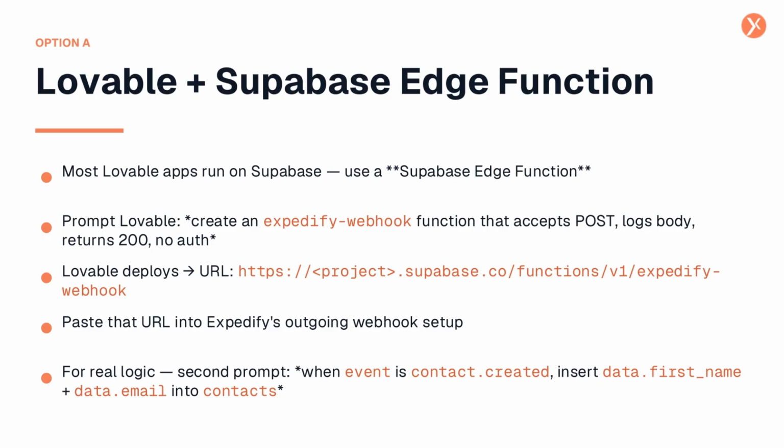One straightforward option for building a receiver is using Lovable with a Supabase Edge function. You can simply prompt Lovable to create an Expedify webhook function that accepts post requests, logs the body, and returns a 200 status without authentication. Lovable will then deploy this function and provide a URL. You paste this URL into Expedify's outgoing webhook setup. For more advanced logic, you can add a second prompt, such as instructing it to insert specific data fields into a contacts table when a contact.created event occurs.